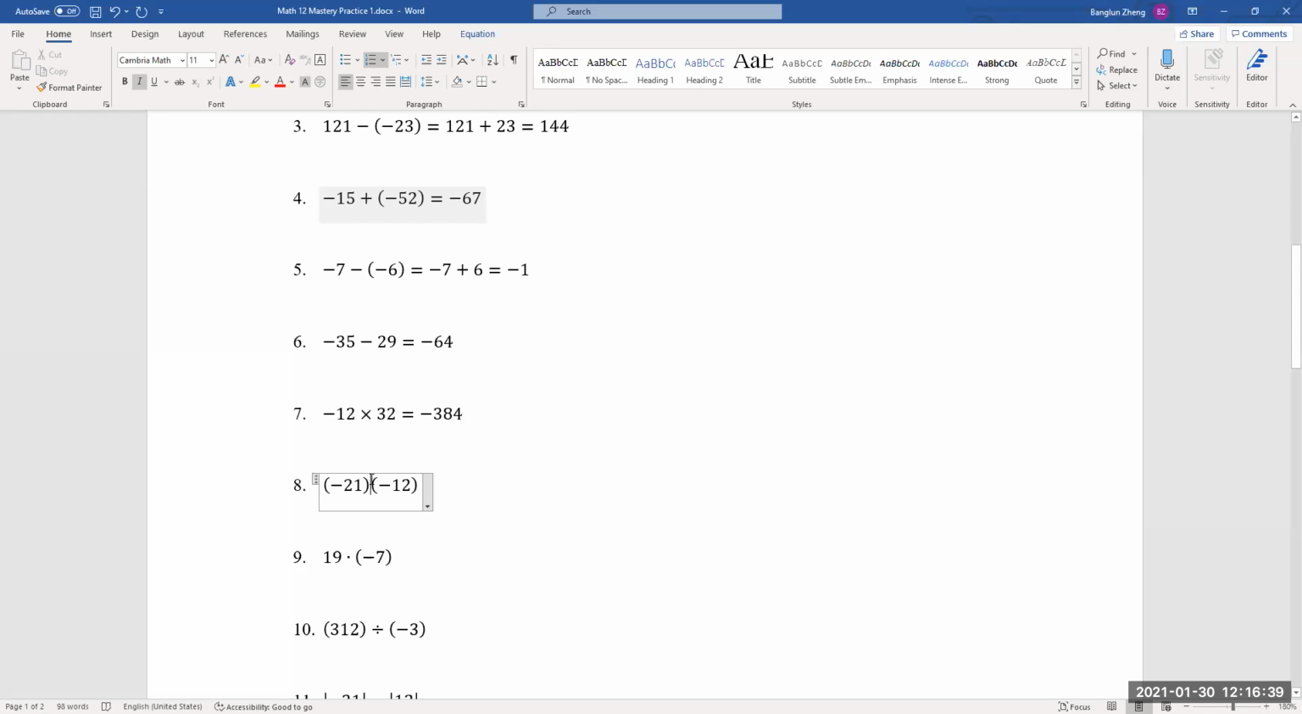So what we need to worry about is, what's the sign of the final answer? We have two negatives, right? So two negative numbers multiplied, and the final answer will be positive. 21 times 12 is 252. So the final answer is positive 252.